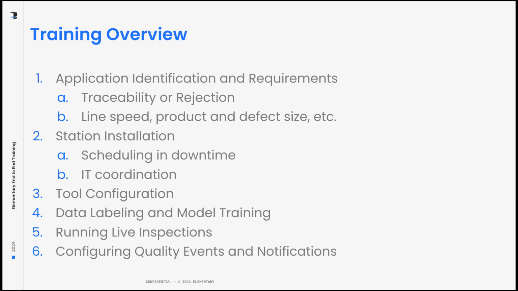In summary, we've walked through the 6 steps of deploying a production-ready AI inspection model using Elementary. Step 1, application identification. Step 2, station installation. Step 3, tool configuration. Step 4, data labeling and training. Step 5, running live inspections. And Step 6, configuring quality events.